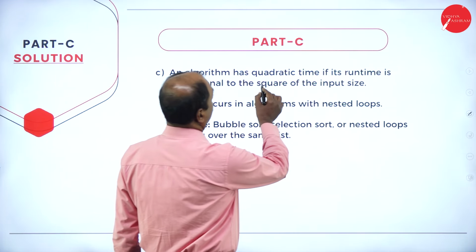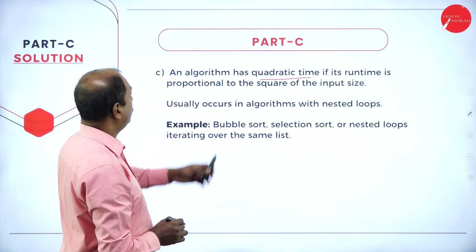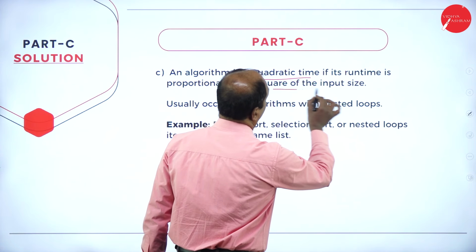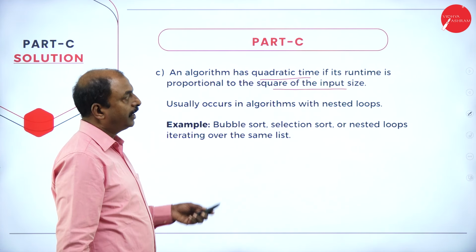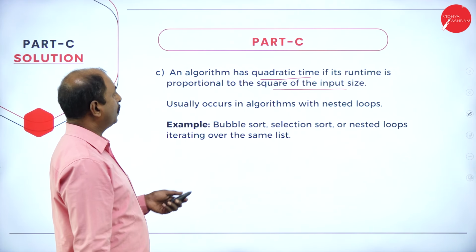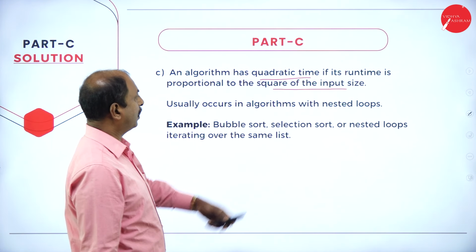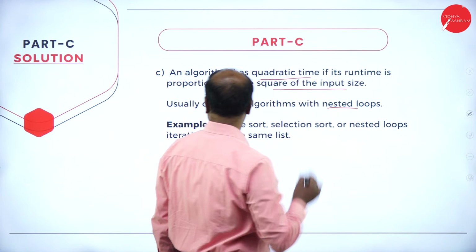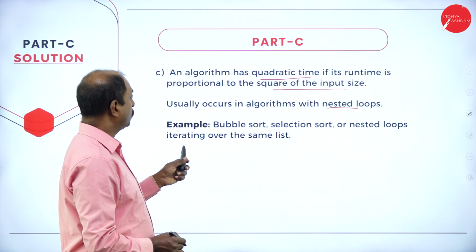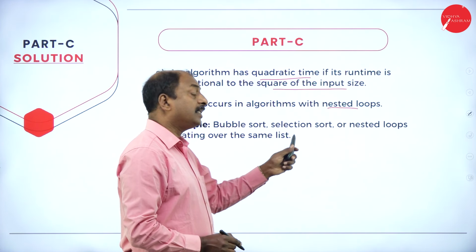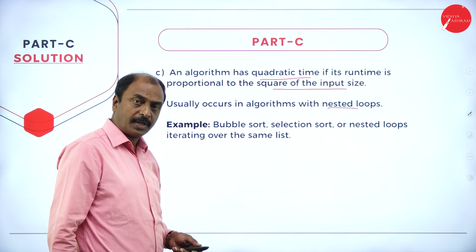Next is the definition of quadratic time. An algorithm has quadratic time if the runtime is proportional to the square of the input size. So this is the definition of a quadratic time algorithm. It usually occurs in algorithms with nested loops. Examples are bubble sort, selection sort, and nested loops iterating over the same list. These are the examples for quadratic time algorithm.